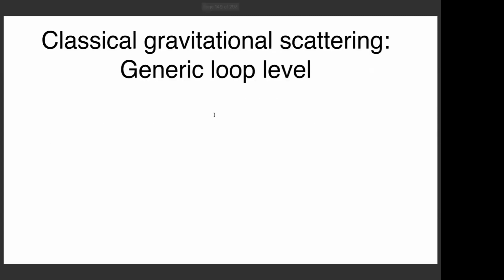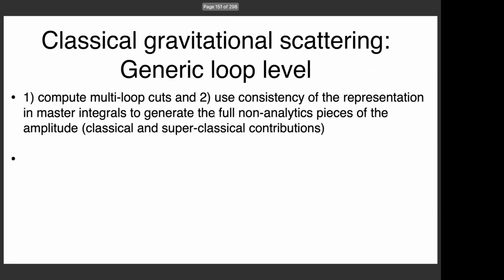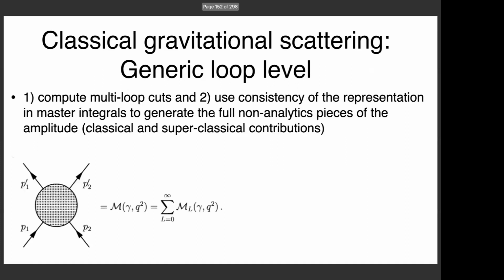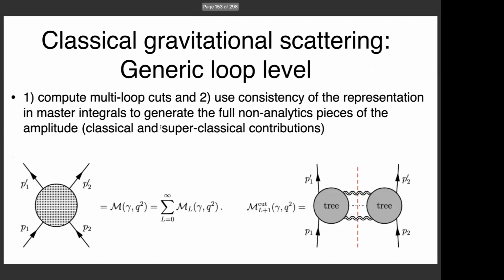So in order to go on to higher loop orders, we have to repeat what we did at one loop, but we also have to generalize how we are doing these subtractions so we are sure that we do them correct. So at two loop, we can set up a similar approach. We are starting now with a multi-loop cut, and we are using again a representation in terms of scalar integrals to generate the full non-analytic contributions to the amplitude. That means everything classical and superclassical.